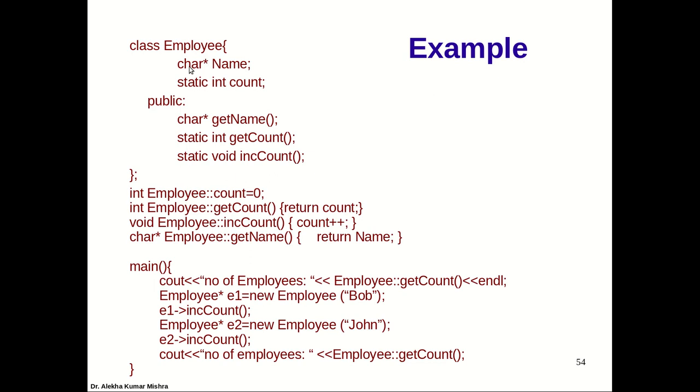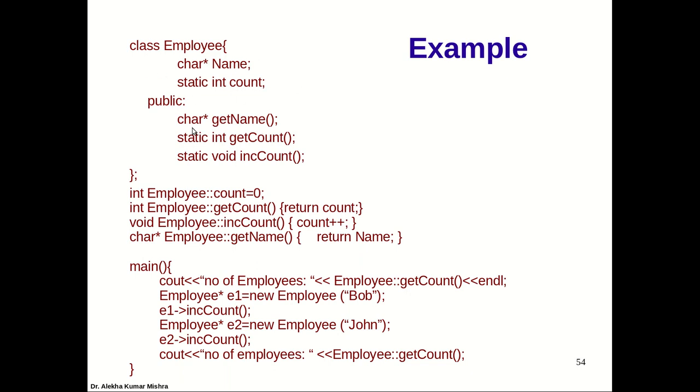So first example: we can see I'm taking the class Employee. I have a name, a string. Then I have a private static member, a static int count. So count is a single copy for the entire class. It's a common variable that can be accessed by every object. Every object can share this value; indirectly they are sharing it, so they can update it.